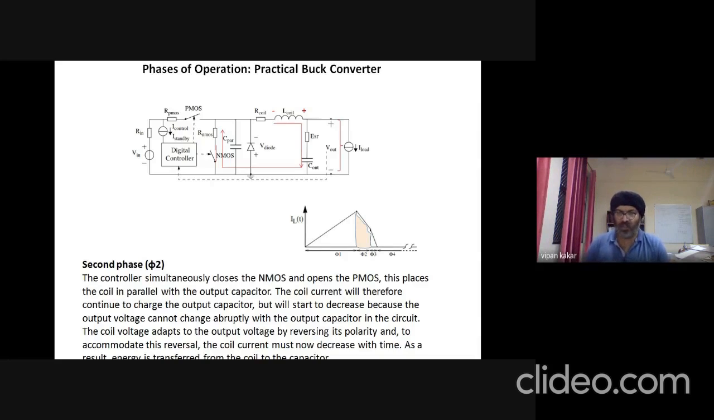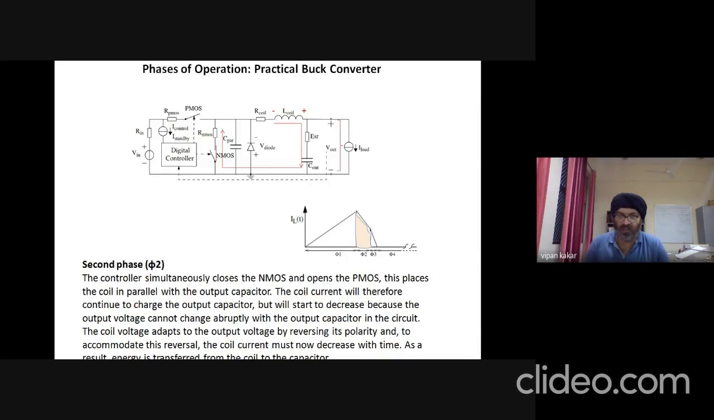Okay, so till this point, we can say the coil current follows this path, as well as the path through the capacitor. So this coil voltage now, because it reverses itself, starts to get de-energized through this one. And this is shown by phi 2 in this graph over here.